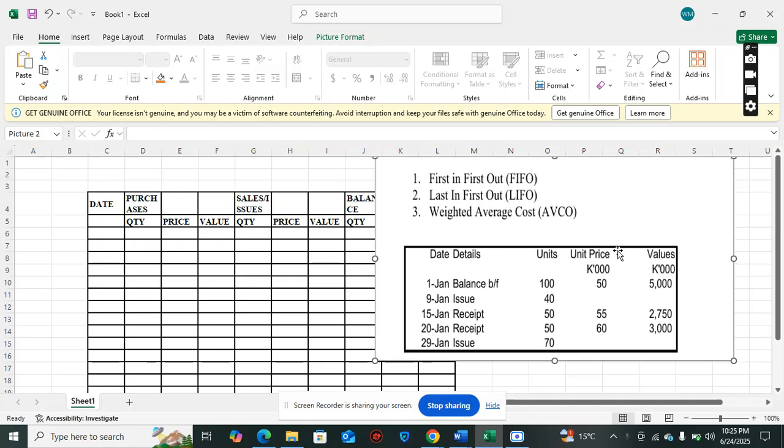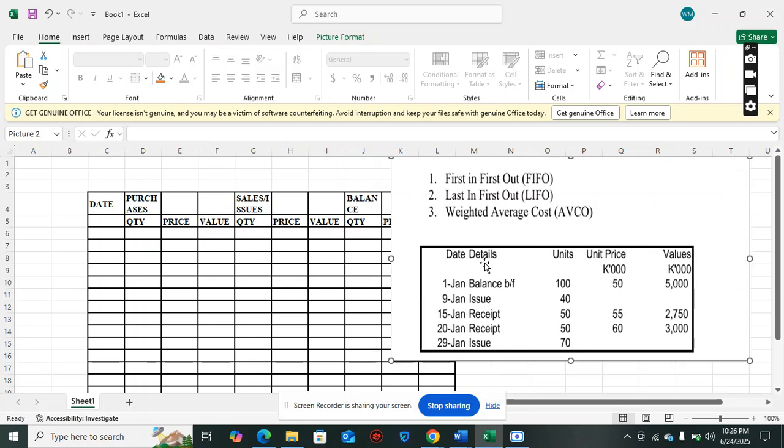So we've been given information here: the date, details, units, unit price, and values. The first thing we need to jot down is our opening inventory. That's the first thing you always need to look for. If it's not given to you, no need to use it.